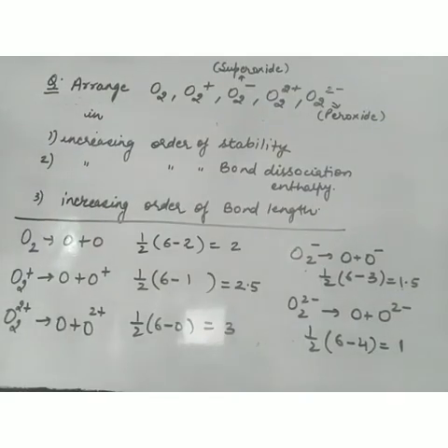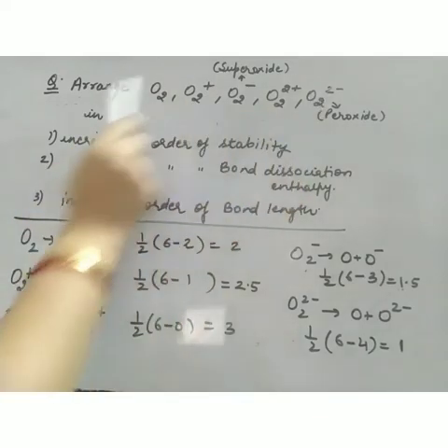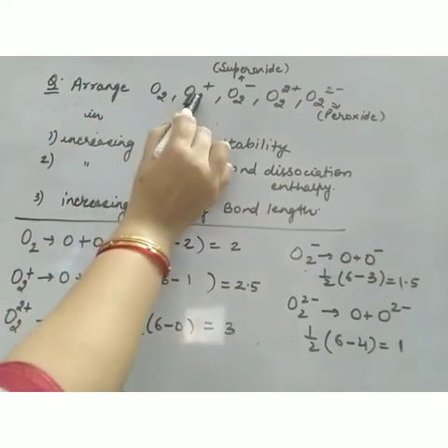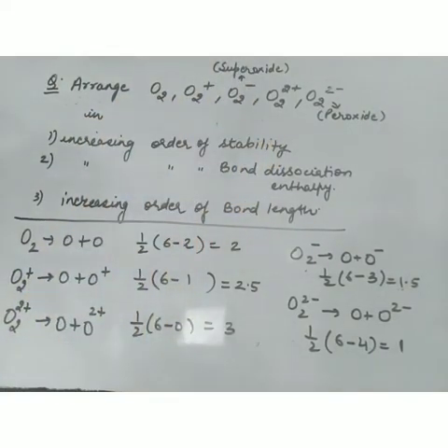Now a question is there: arrange these 5 species in the increasing order of stability, increasing order of bond dissociation enthalpy, and increasing order of bond length. Okay, now this is O2, O2 plus. Now O2 minus is known as superoxide ion, then O2 2 plus, and O2 2 minus is known as peroxide ion. So how to solve this question?